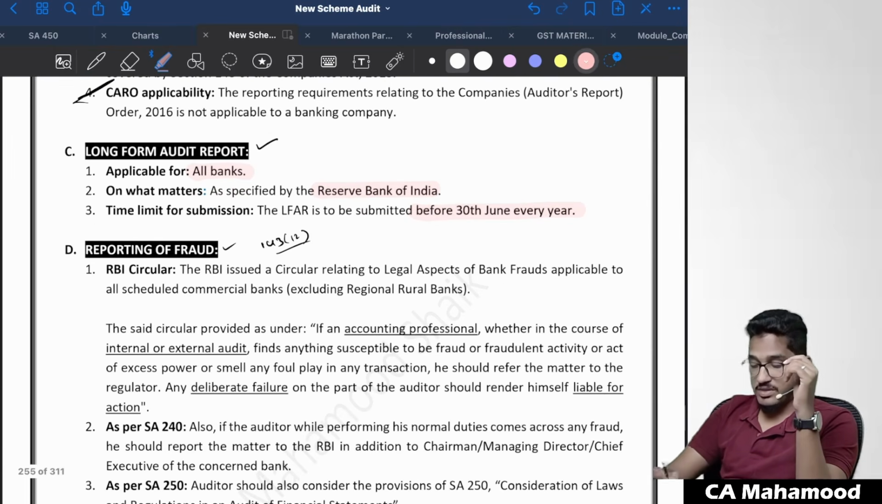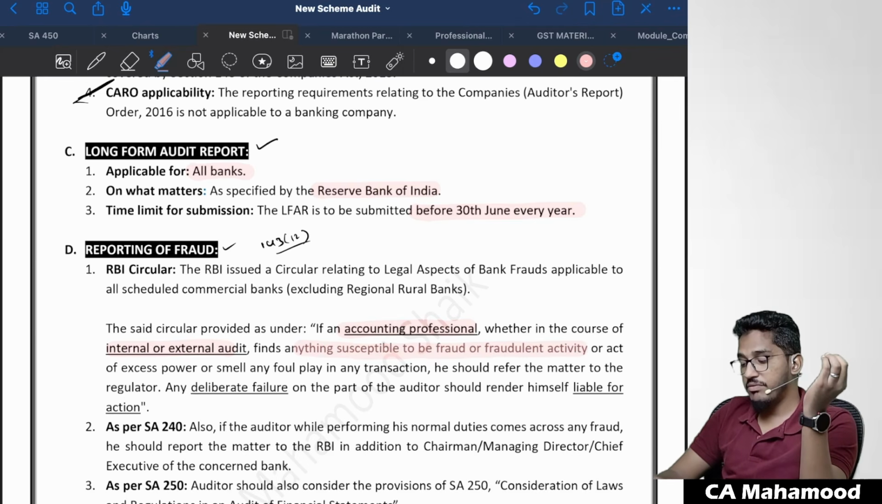The RBI has issued a circular which says that if an accounting professional, you and me, whether in the course of internal audit or external audit, finds anything susceptible to be fraud, or finds any fraudulent activity or an act of excess power, or smells any foul play in any transaction, then that accounting professional should refer the matter to the regulator. Who is that regulator? RBI. In case you make any failure intentionally, if you fail to report that matter to the RBI, you will be held liable and you will be punished.